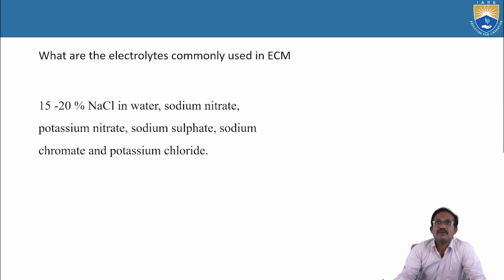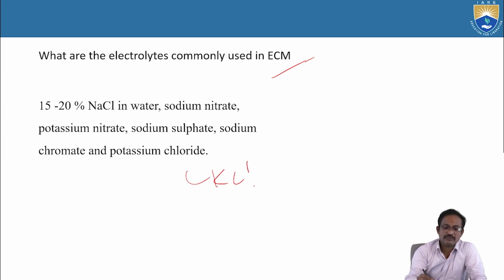What are the electrolytes commonly used in electrochemical machining? 15 to 20% sodium chloride in water, sodium nitrate, potassium nitrate, sodium sulfate, sodium chromate and potassium chloride.